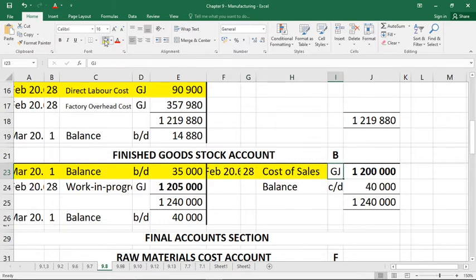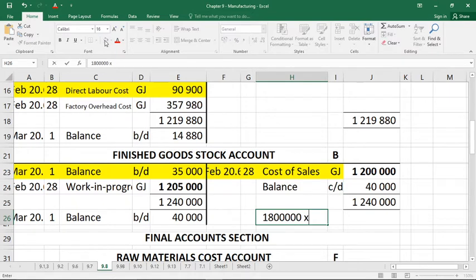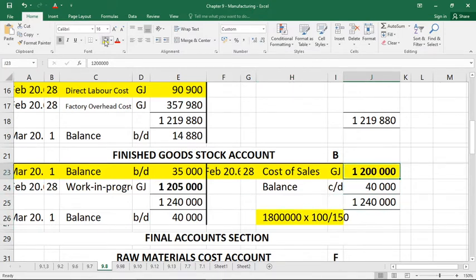So where do I get this 1.2 from? 1.2 is simply going to be the 1.8 million times, what was my markup? 50%. So 100 over 150. That's going to now give you the cost of sales of 1.2 million. So I've now dealt with that. It shows that I've sold cost price of 1.2 million finished goods.